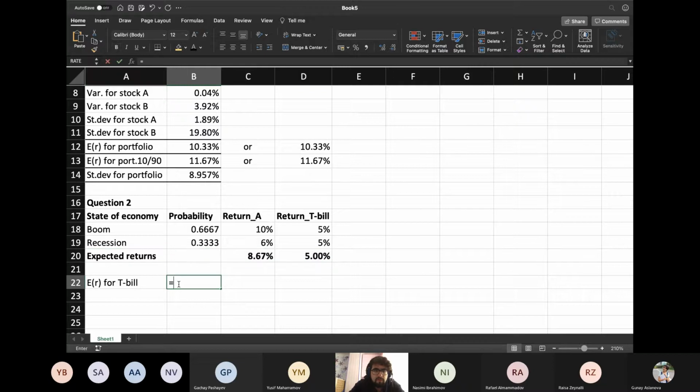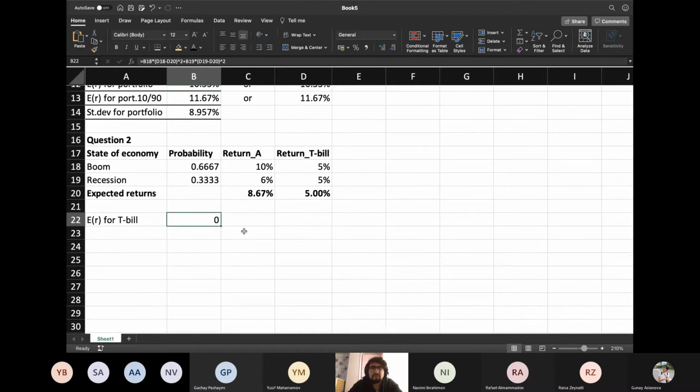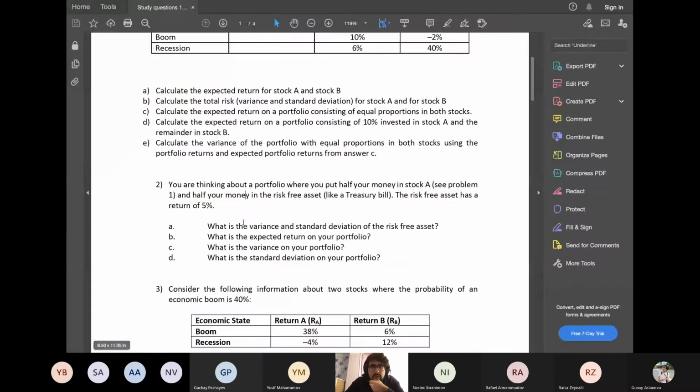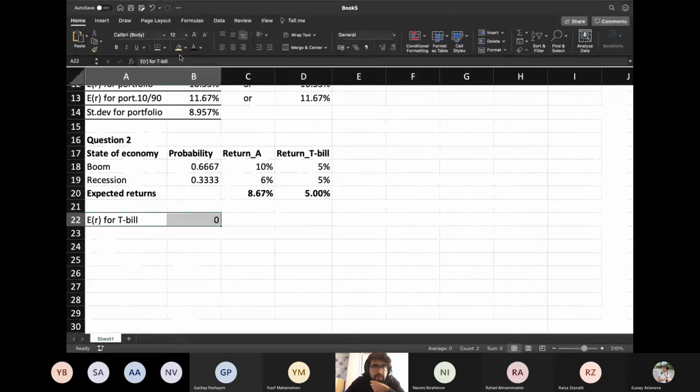So in order to find variance of the treasury bill, probability of the boom times treasury bill return in boom case minus expected return to the power of 2, and the same for the recession to the power of 2. So you see it is 0. Therefore, it is not required to calculate the expected return, the standard deviation and variance for the treasury bill. They are 0. We are done with the first question, A's part.